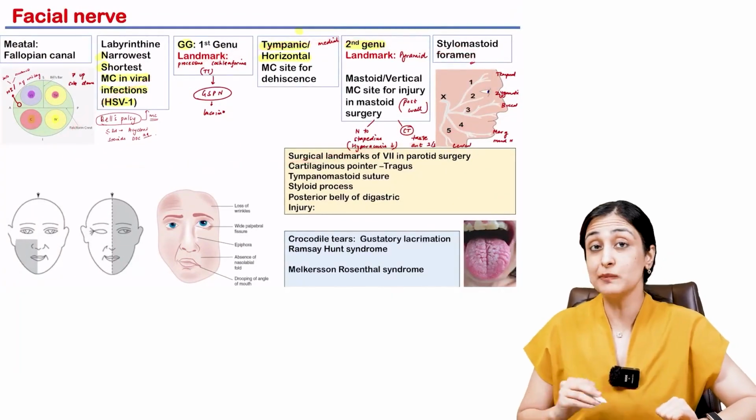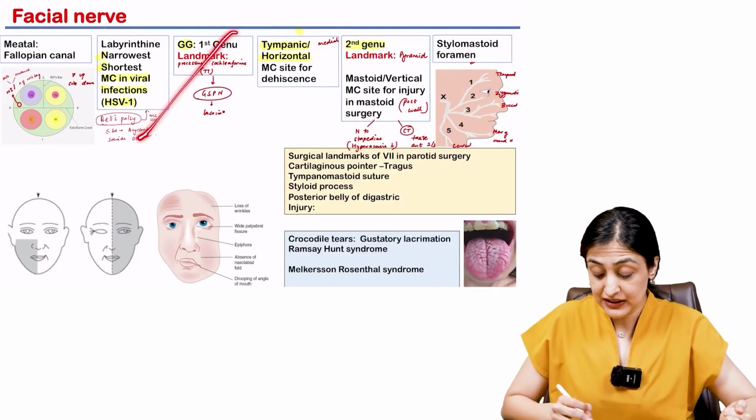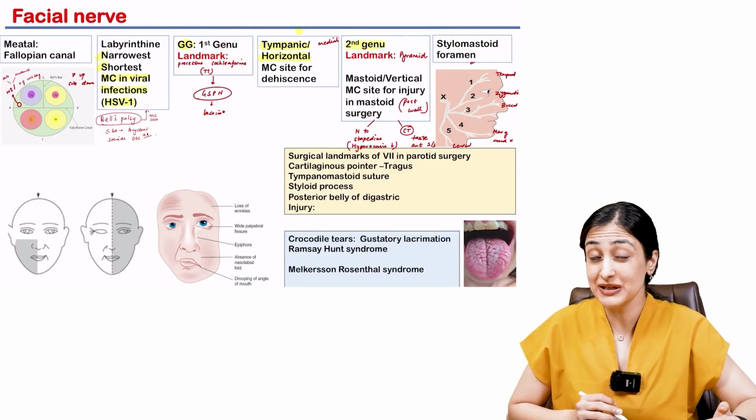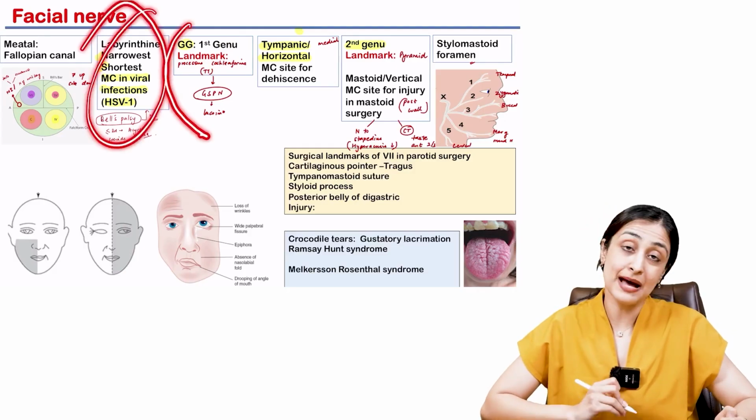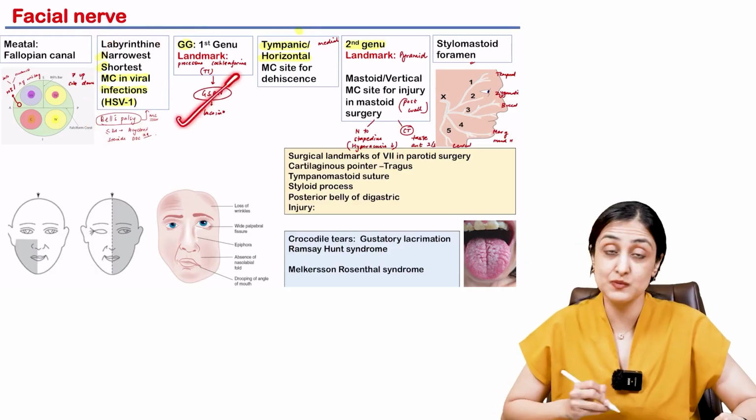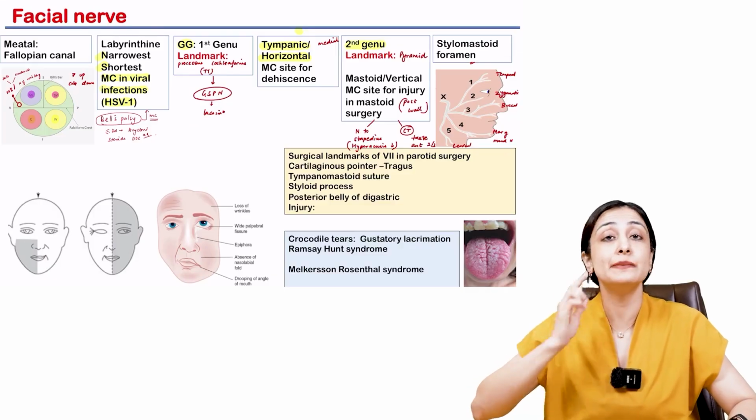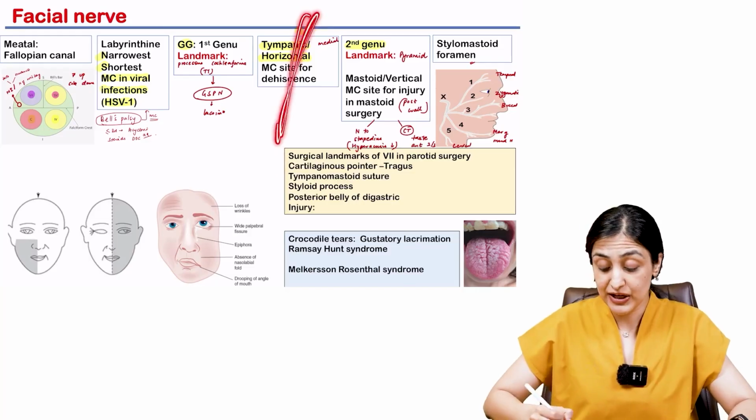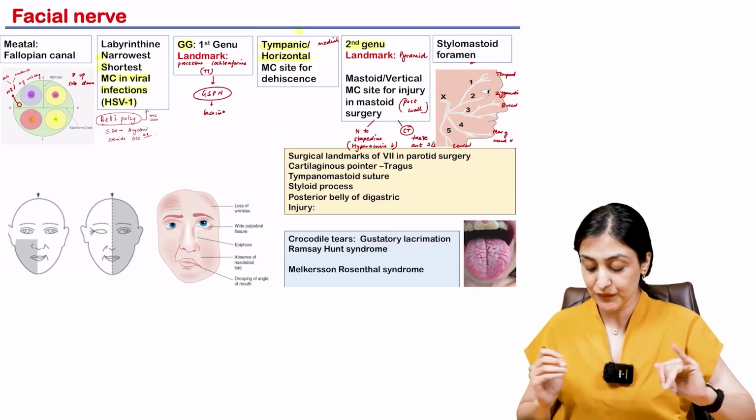Now, if somebody is losing lacrimation, can I say everything else will be lost? So if the injury is here, if somebody is losing lacrimation, that would mean that the injury has happened in the labyrinthine segment, because this branch is also going. But if lacrimation is intact but hyperacusis is there, it means the injury has happened somewhere here in the horizontal part, right? So that's how topography is going to help us.